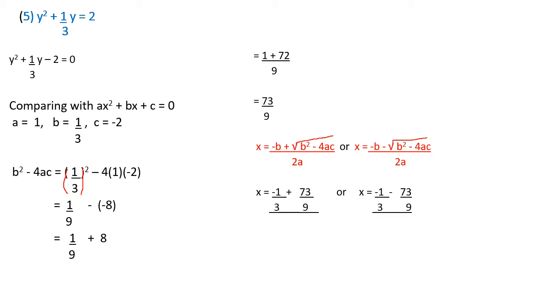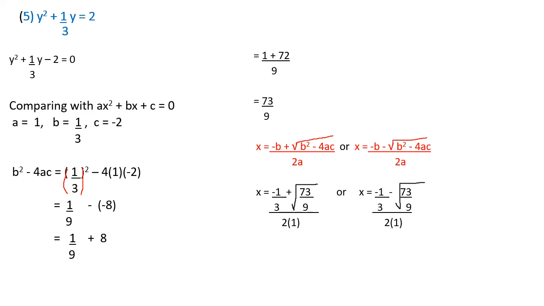As you can see here, minus b. Now look carefully. This minus b: the minus sign is this and b is 1 upon 3, so 1 upon 3. Plus under root b square minus 4ac. What is b square minus 4ac? We have got 73 upon 9. So under root means here square root of 73 upon 9, and this will also be square root of 73 upon 9, upon 2a. So 2a means 2 into 1. Okay, and after doing this we are going to solve this further.